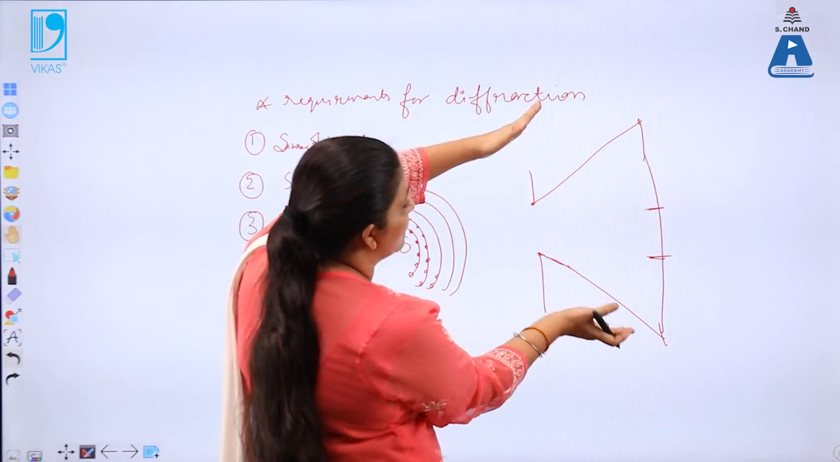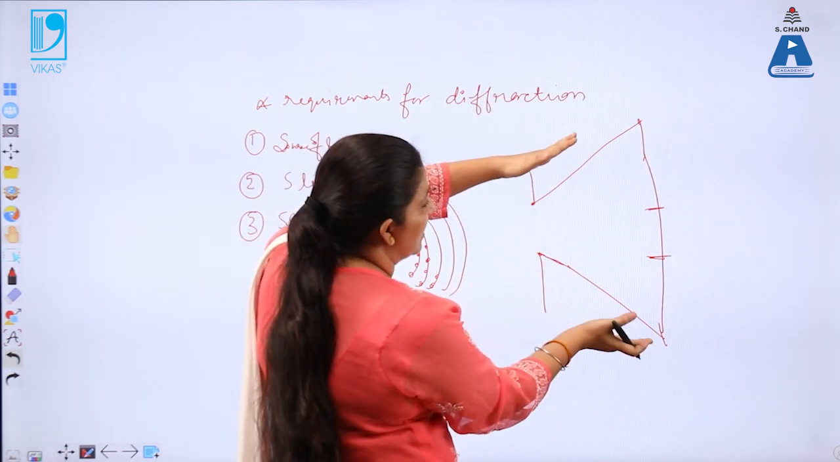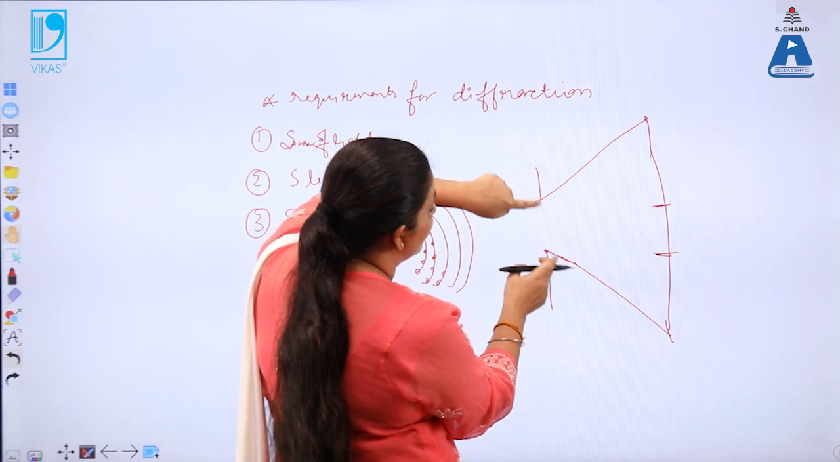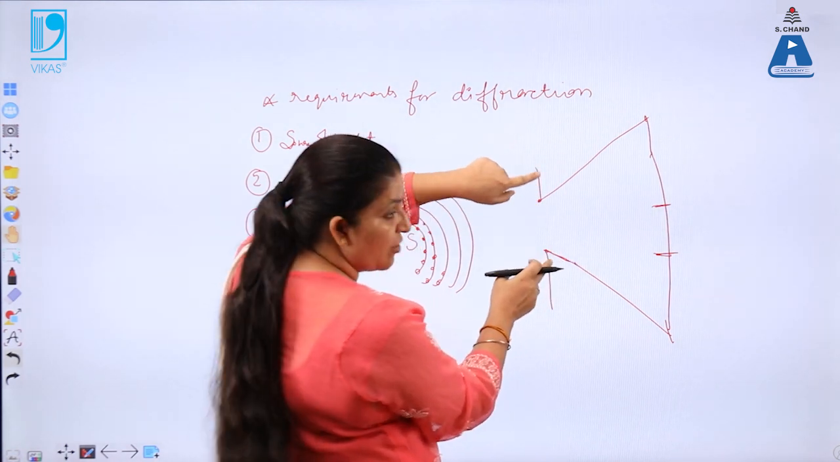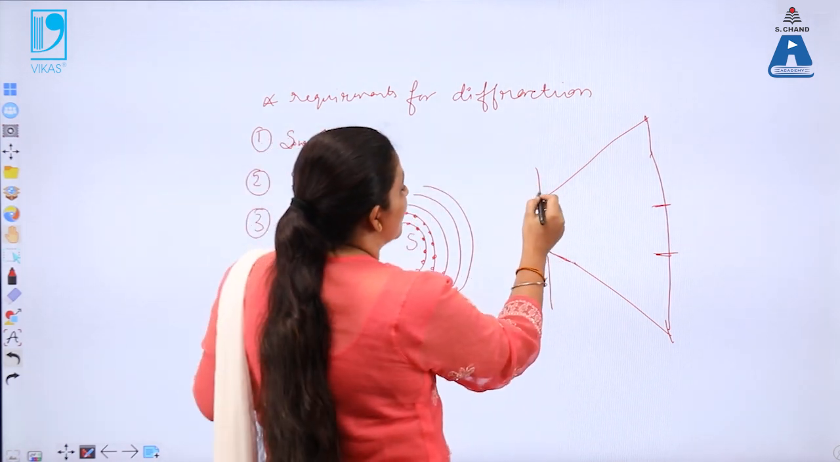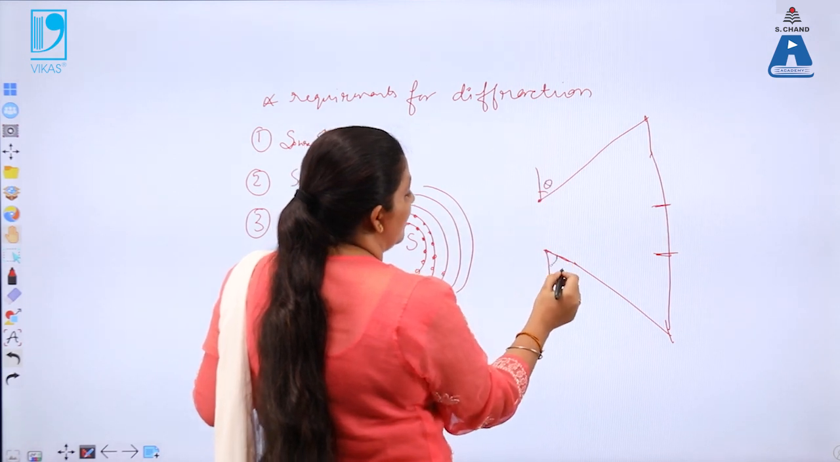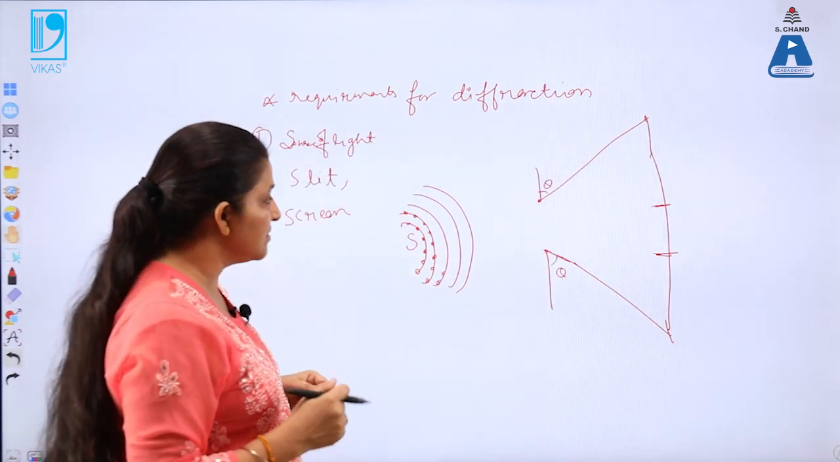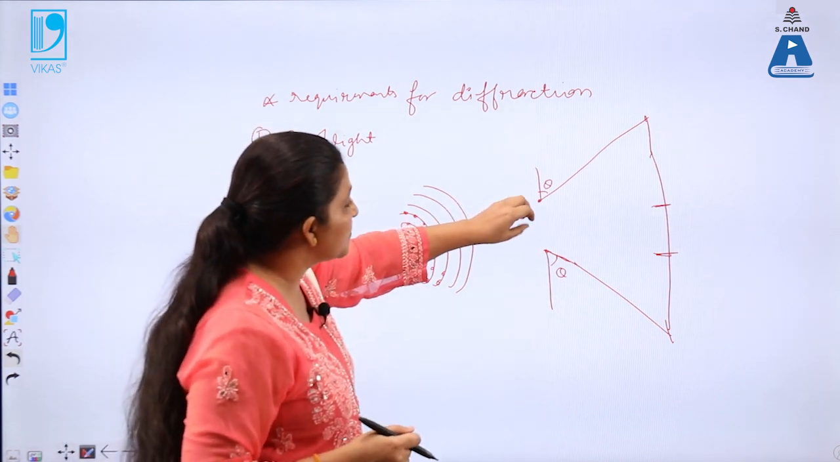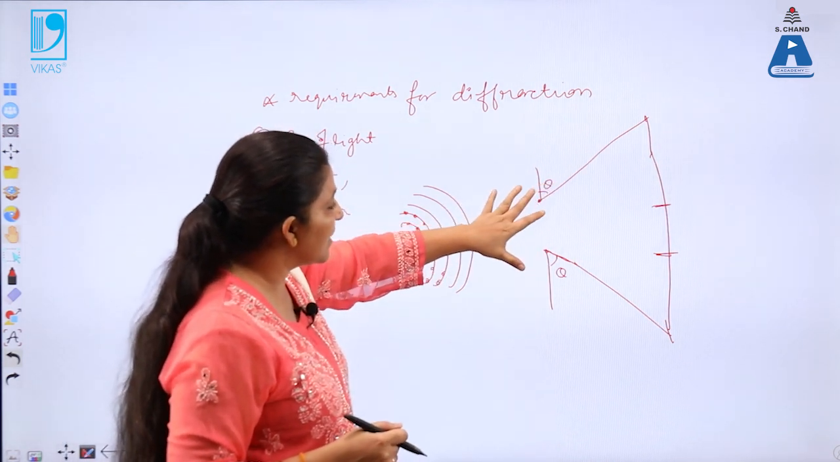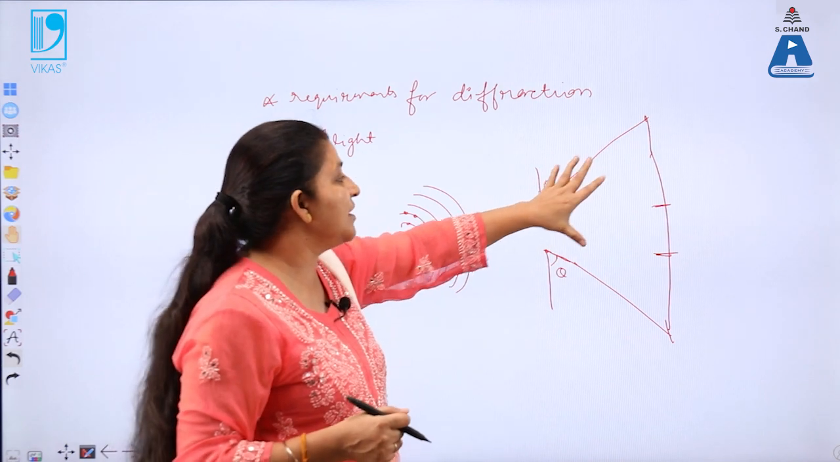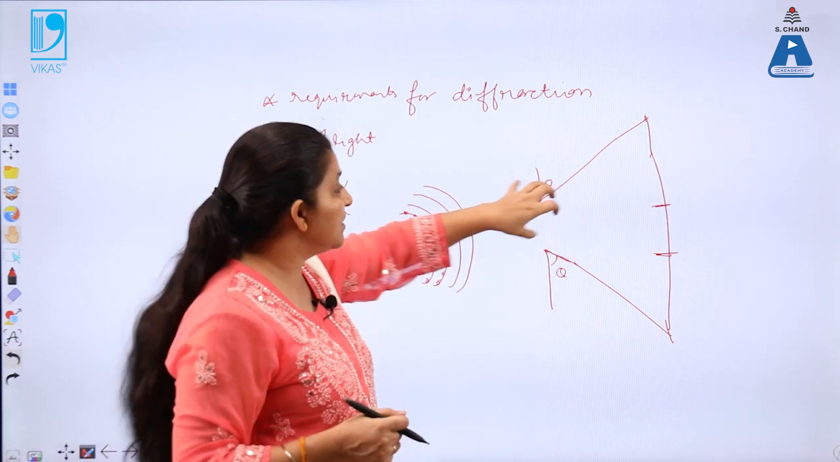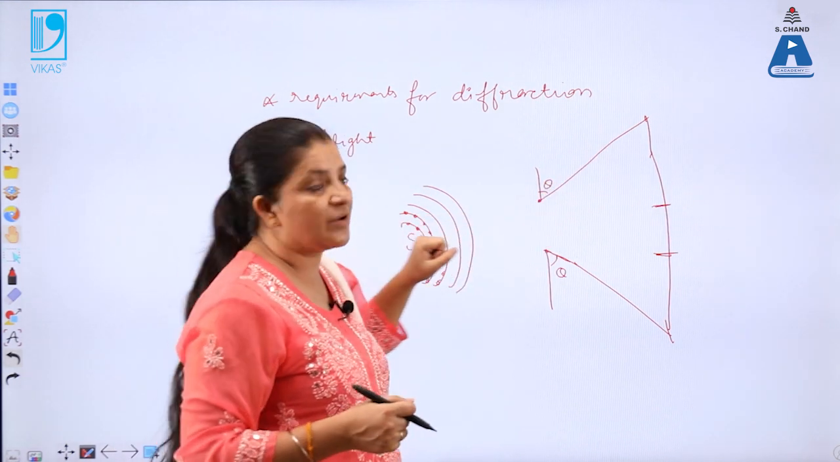This bending and spreading of light, the light bending around the corner of the obstacle. Now this bending takes place at the same angle from both of the corners. Then the light again spreads into the geometrical shadow. This is called diffraction.